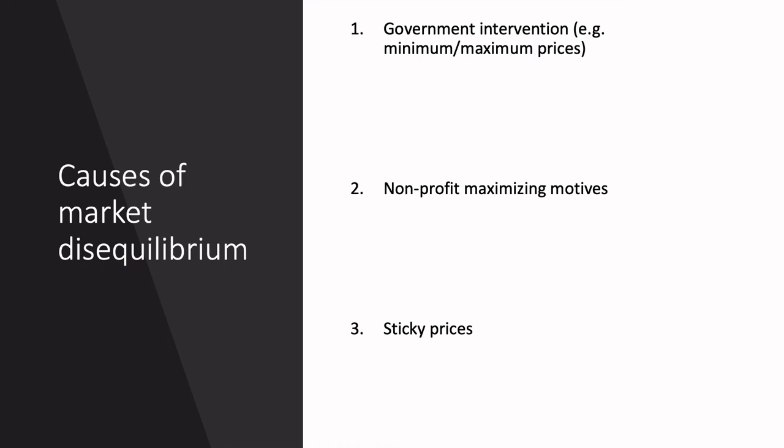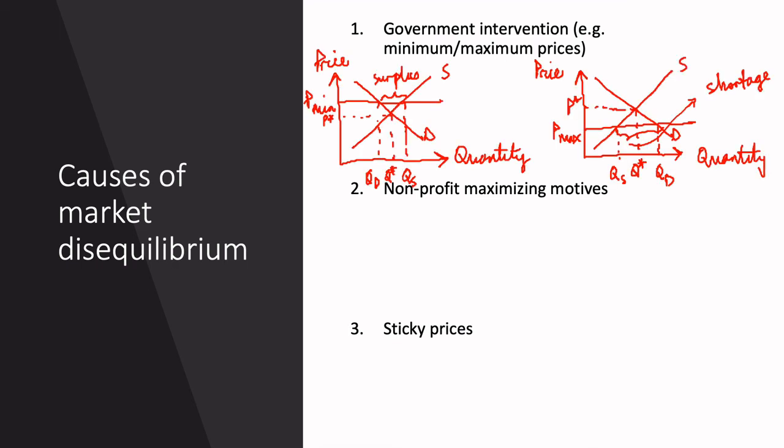There are three main causes of market disequilibria: government intervention, non-profit maximizing motives, and sticky prices. Firstly, government price controls such as minimum or maximum prices can lead to market surpluses and market shortages respectively, as shown on these two diagrams. Examples of such government controls include the minimum price on alcohol in Scotland and rent controls in New York.